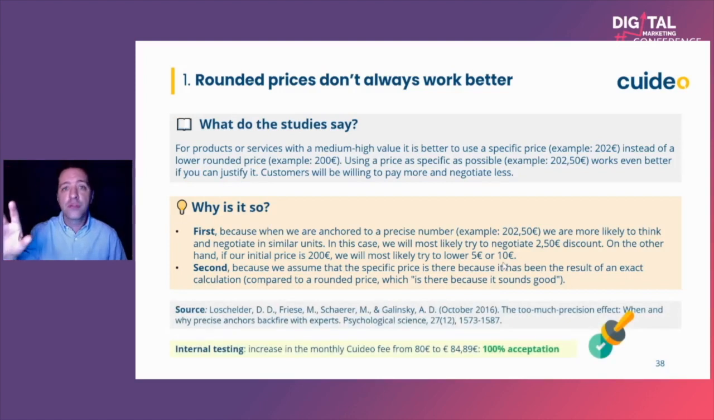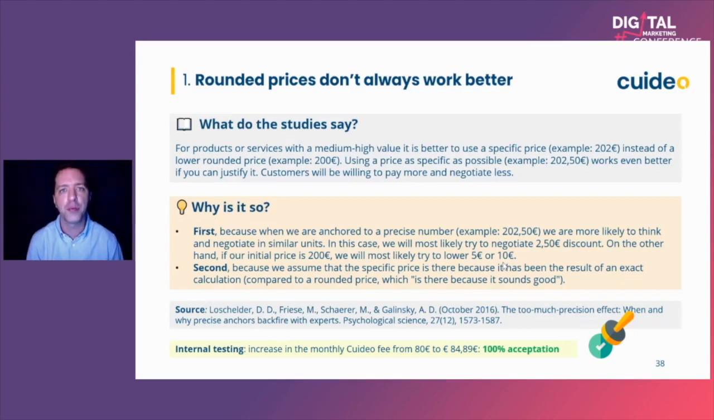If you want further information about this, I'm leaving the exact source of the scientific text here. It's a study from 2016. We actually did this, so we increased our monthly fee. When people contact us, they have to pay us a monthly fee. It was 80 euros, and we increased that to 84.89 euros.